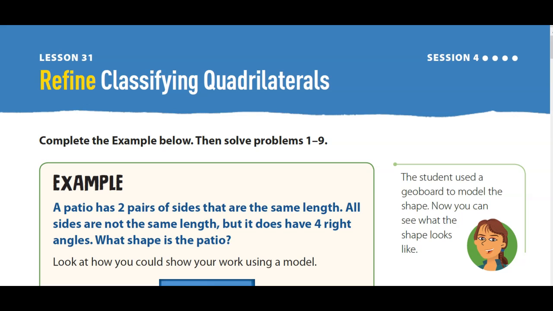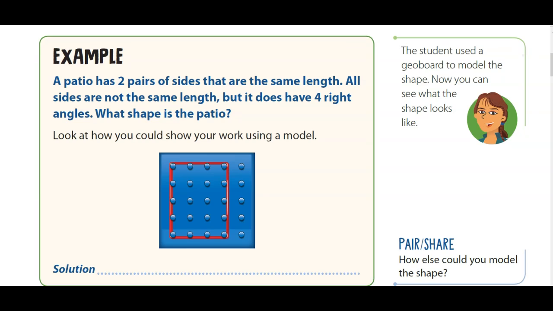All right, this is session 4, the last session in lesson 31, classifying quadrilaterals. Okay, look at the example. It says a patio has two pairs of sides that are the same length. All sides are not the same length, but it does have 4 right angles. What shape is the patio? Well, again, it does have 4 sides. Okay, 1, 2, 3, 4. It does have 4 right angles.